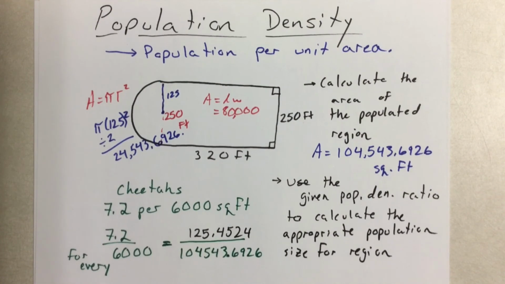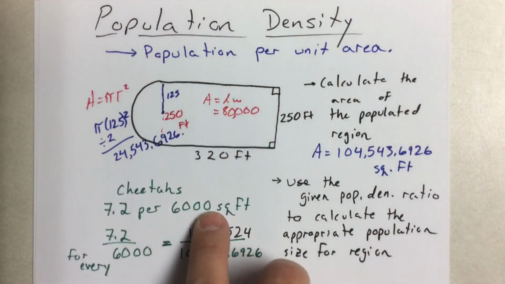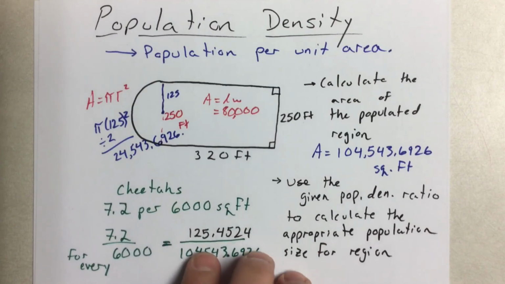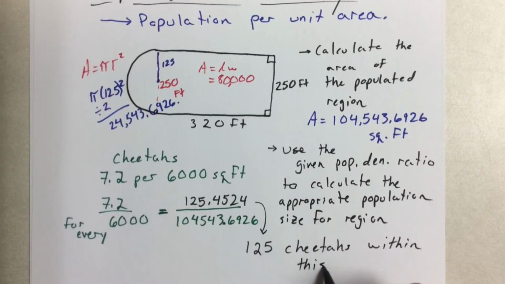But we're dealing with a population, so here it doesn't make sense to have a decimal at this point. If we were to round up to 126, that will be overpopulating this region. Okay, this 125 tells us that with this region and with the given population density, we can safely fit this number of cheetahs. So with this region, we would say that we can fit 125 cheetahs within this region.